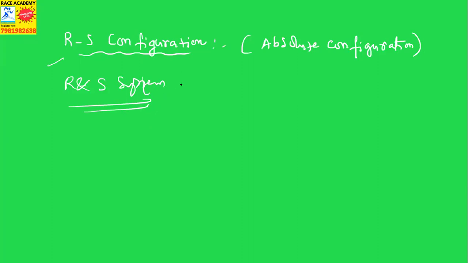Actually, this has been proposed by the scientists R.S. Cahn, C.K. Ingold and V. Prelog. That's why it's also called the Cahn-Ingold-Prelog system. This system of designating configuration has been used increasingly after the 1960s, and eventually replaced the DL system, the Dextro-Levo system.